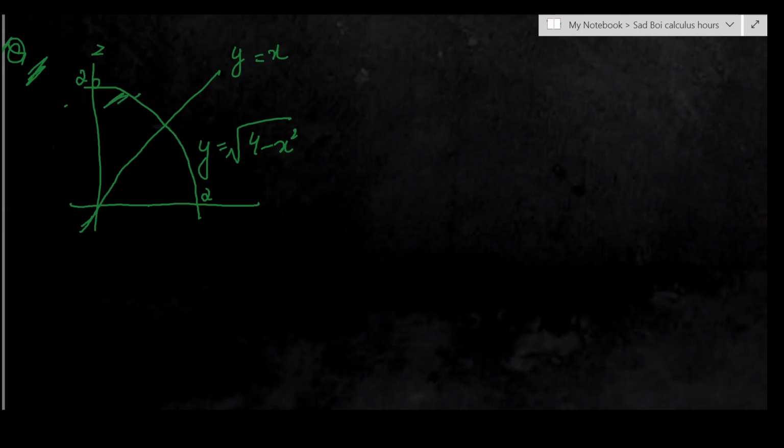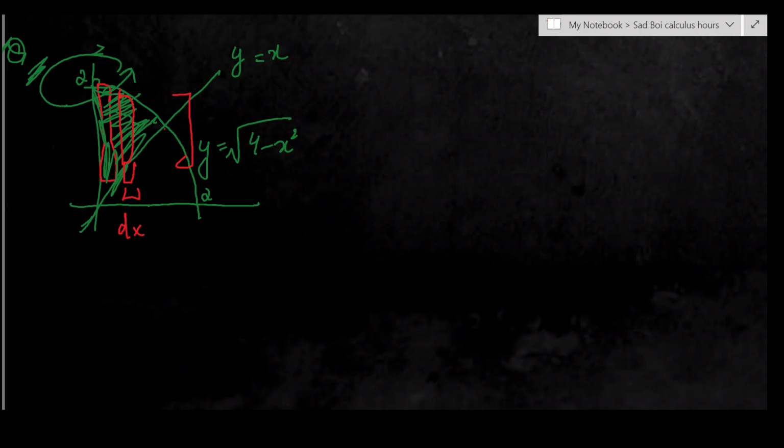Well, let's consider one more example over here. You have a curve y equals the square root of 4 minus x squared and the line y equals x. And you need to revolve this particular area around the y-axis. Well, how are we going to do that? Well, what we can do is, we can divide this into segments.